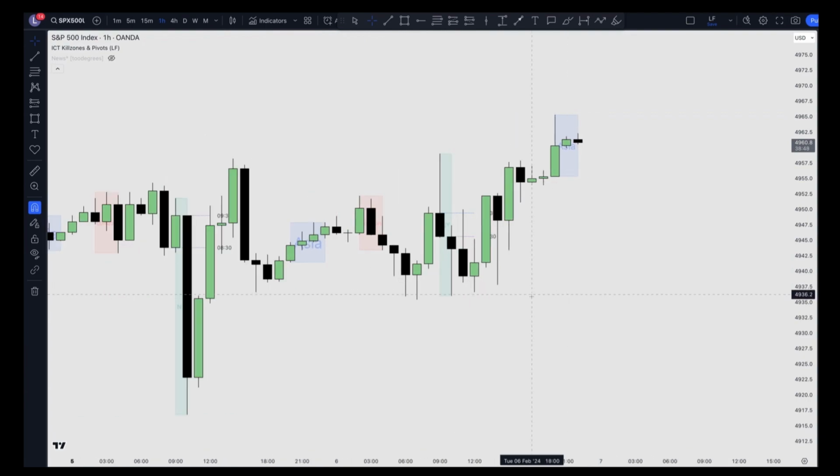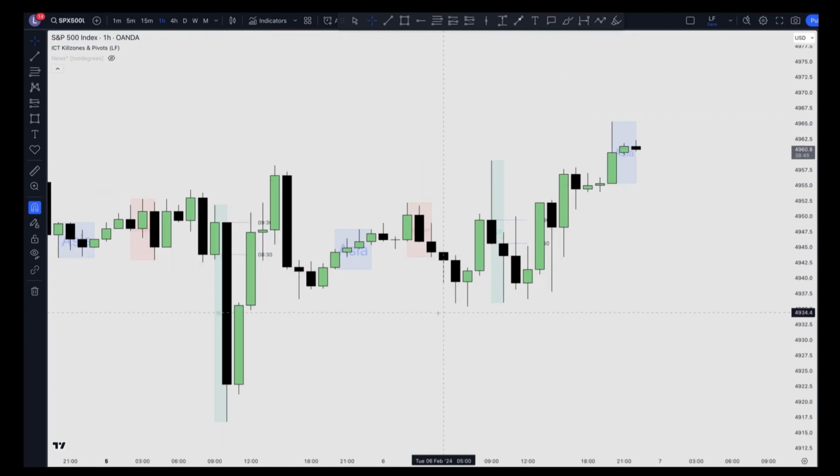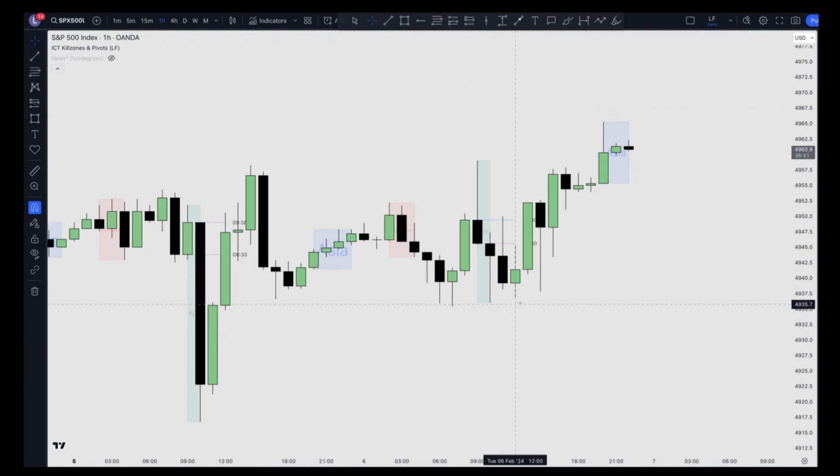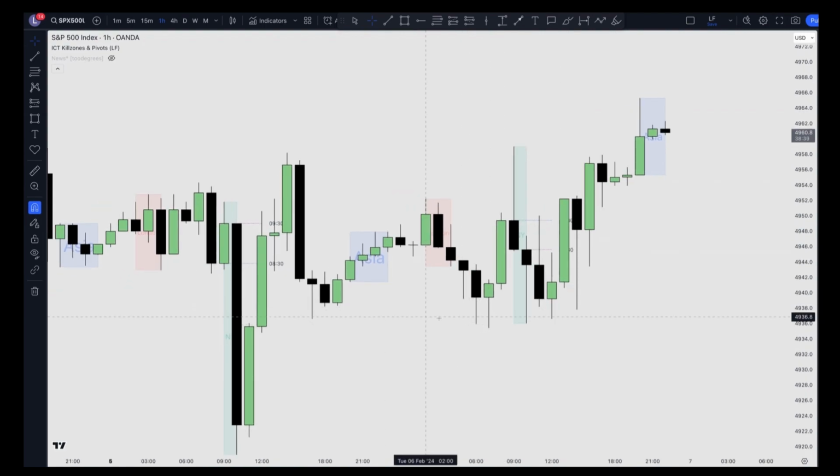Why? Because generally news releases occur at 8:30 a.m. and the equities market opens at 9:30. So that gives me a lot to work with, knowing exactly what price has done during 8:30. So at 9:30, I can equip myself with information to trade.